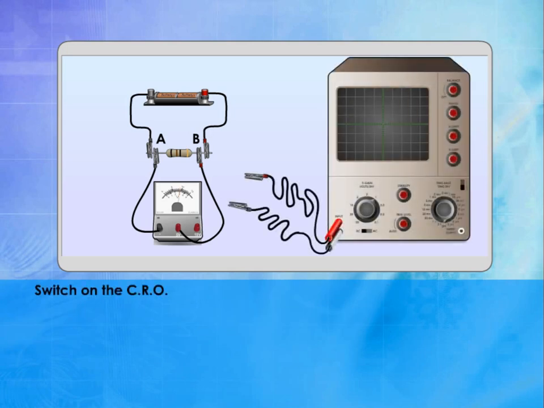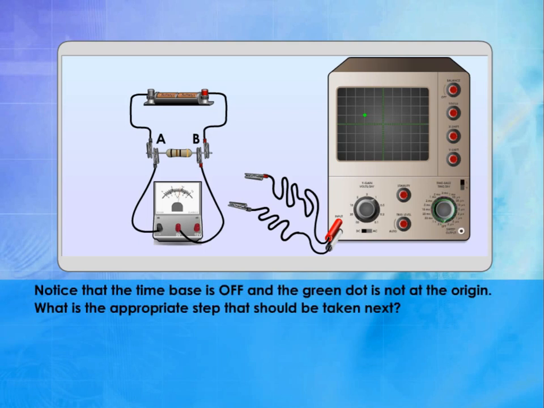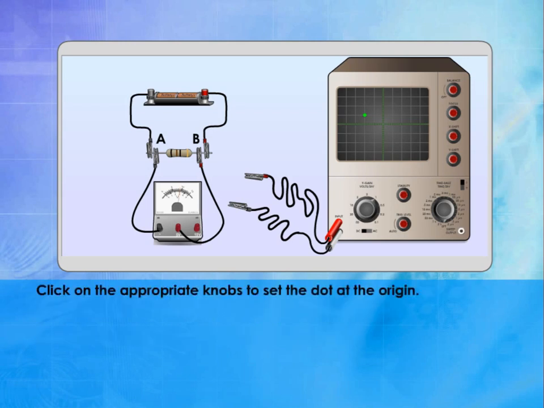Switch on the C.R.O. Notice that the time base is off and the green dot is not at the origin. What is the appropriate step that should be taken next? The green dot has to be adjusted to the origin first. Click on the appropriate knobs to set the dot at the origin.